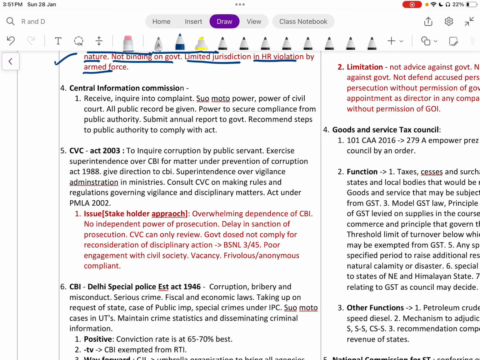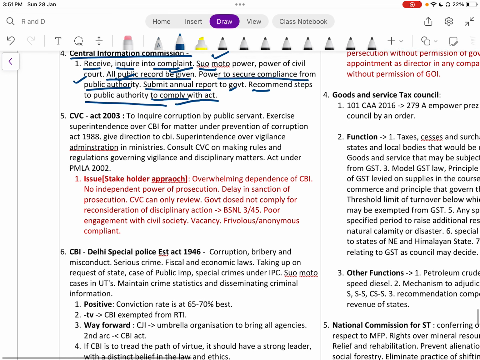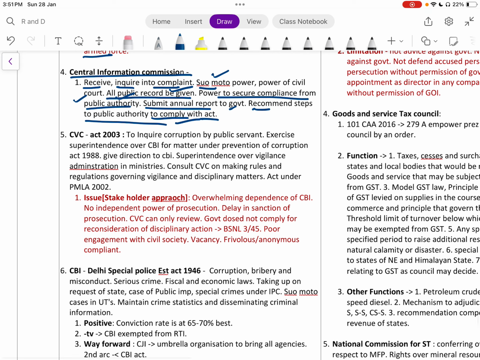Again, the Central Information Commission receives and inquires into complaints, has suo moto power, and the power of a civil court. All public records must be given, and it has the power to secure compliance from public authorities. It submits an annual report to the government and recommends steps to the public authority to comply with the act. So this is about the Central Information Commission.